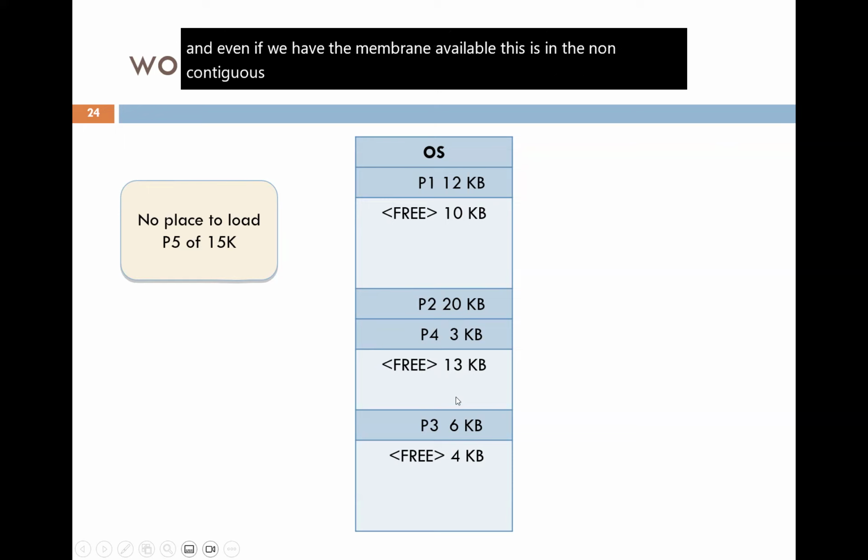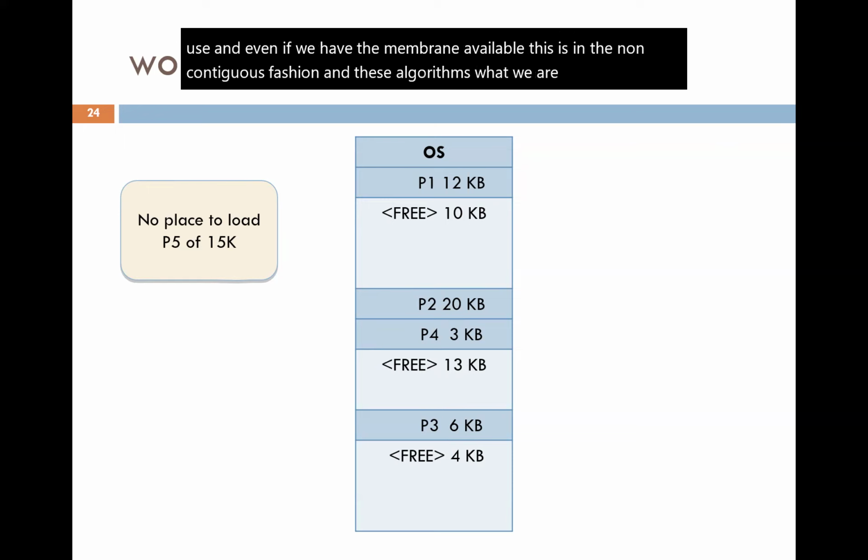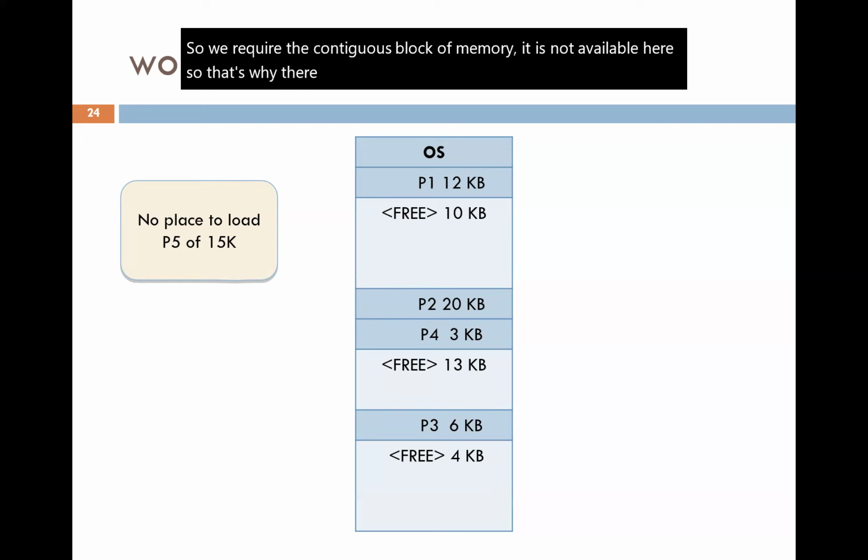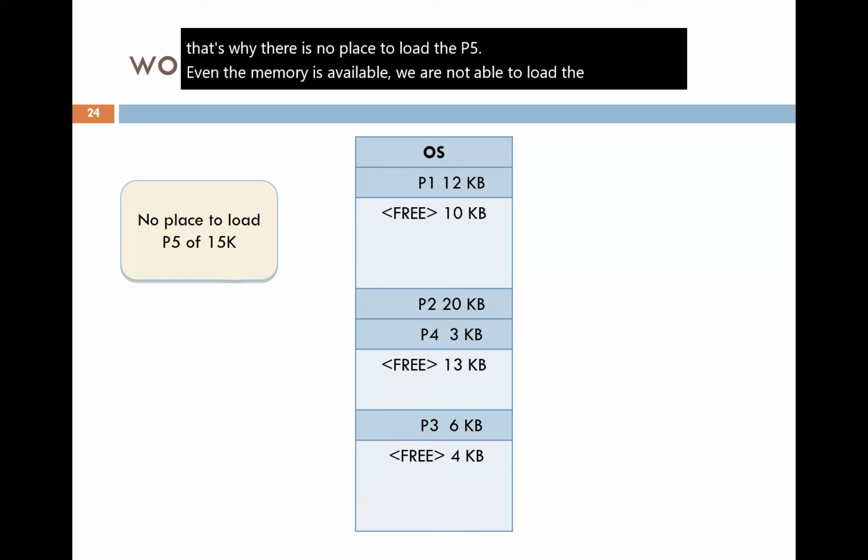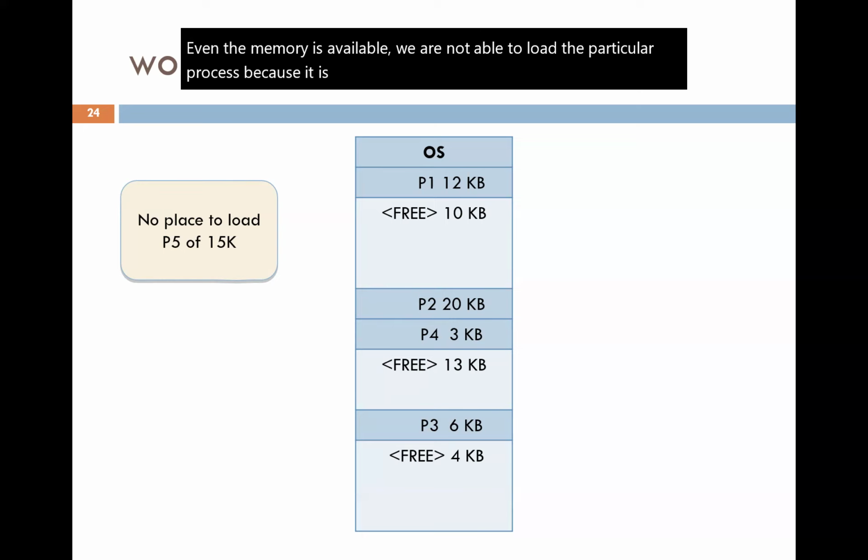And these algorithms that we are discussing all come under the category of contiguous memory allocation. So we require a contiguous block of memory. It is not available here. So that's why there is no place to load the P5. Even though the memory is available, we are not able to load the particular process because it is fragmented into parts. It is not in a contiguous fashion. So what can we do?